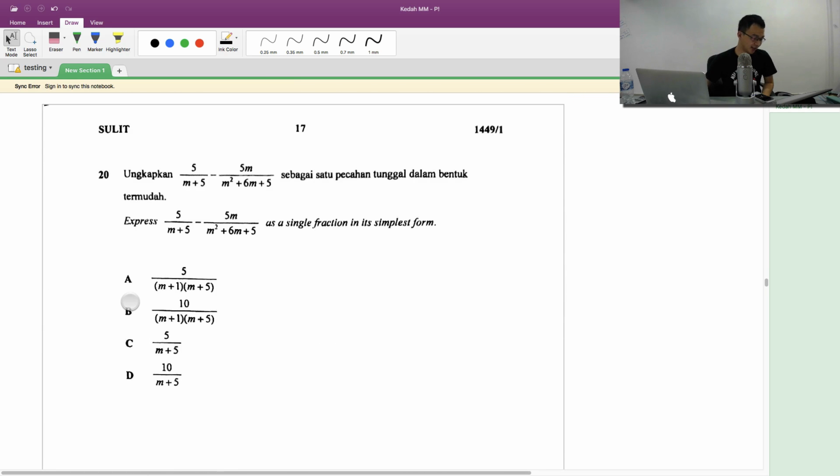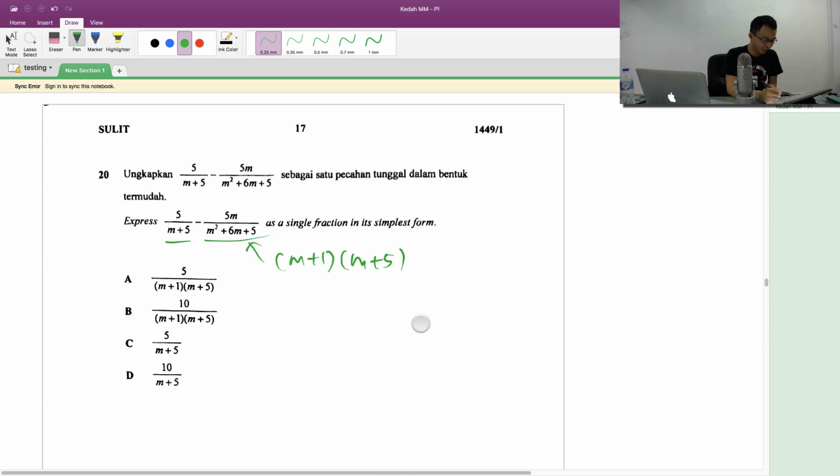Okay, express this one as a single fraction. For a single fraction, the first thing you need to do is join both of them at the same denominator. But now I see m plus 5 and this one is a quadratic expression, so I'm trying to factorize this one. Based on the answer, I know this one is basically m plus 1 and m plus 5. Just factorize this one, you should be able to get this.